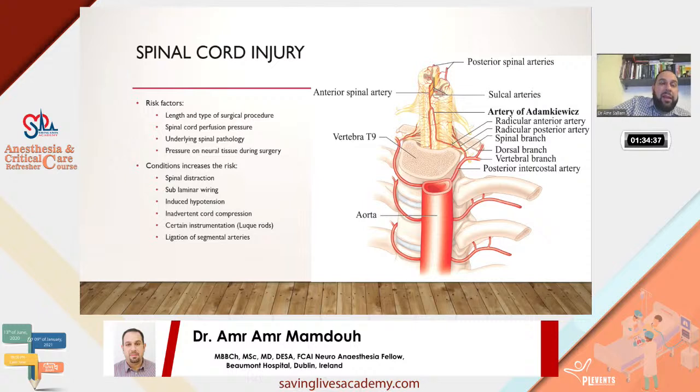They discussed risk factors, and one of the risk factors I'd like to show you is sublaminar wiring and the use of certain instrumentation, which is called a loop rod. That's why I encourage my junior colleagues to be involved, and I know most of the senior colleagues are doing that, to be involved in the surgery. They know the steps, they know what is going to be used, and everything as well. On the other hand, you have to look at the conditions that increase the risk, such as induced hypotension, or inadvertent cord compression by the surgeon or by some sort of instrumentation.